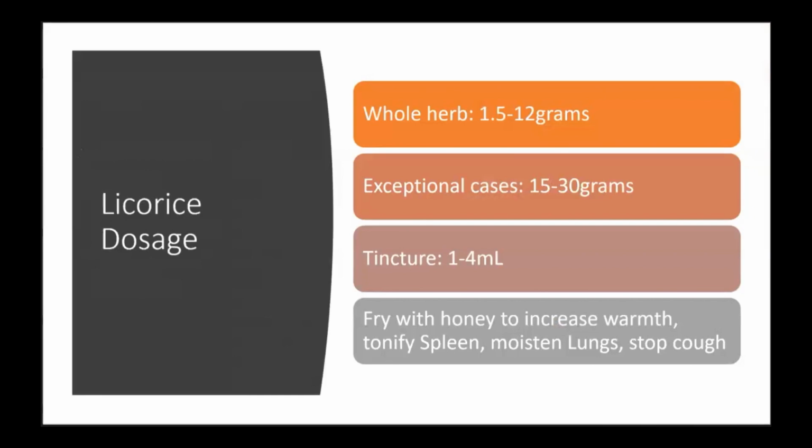There's one formula called licorice and peony decoction, and it's just white peony, Baishao, and licorice, and it's for muscle spasms, for any kind of muscle cramping and things like that. It works really well. It's 1-to-1, those two plants.